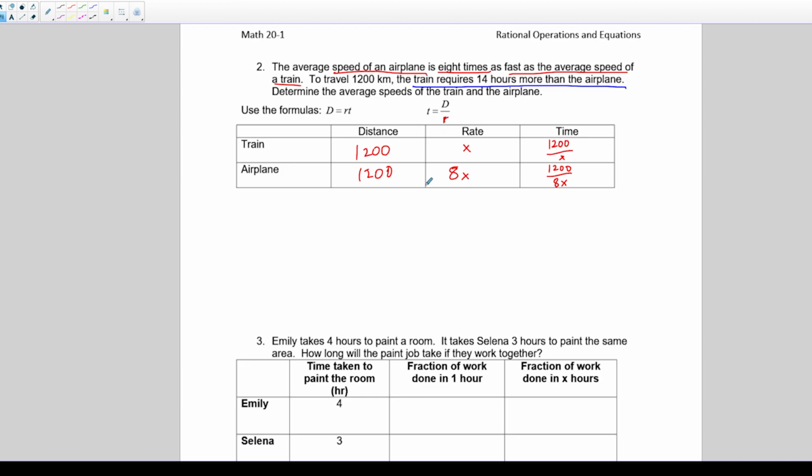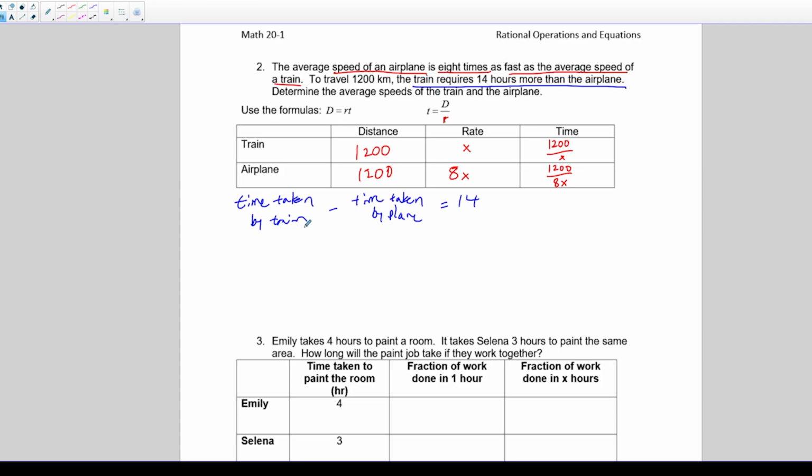But the one that we can go ahead and use here is we could say that the time taken by the train minus the time taken by the plane is going to equal 14, right? Because whatever amount of time, right? Let's say this is 20 hours, and then let's say the plane is taking 6 hours, it's going to equal to 14 hours.